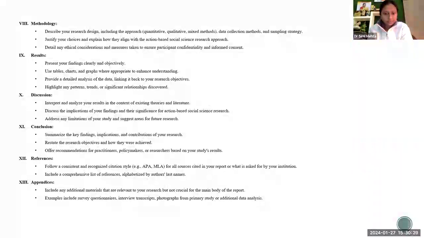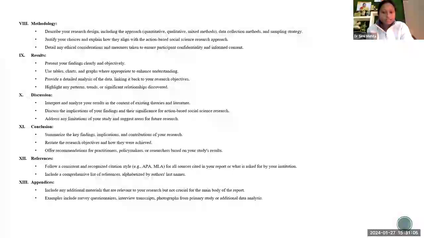Then after presenting the results in an objective form, you need to engage in a discussion, which will be quite theoretical. You have to interpret and analyze the results in the context of existing theories and literature. You need to discuss the implications of your findings and their significance to wider social science research. You need to address any limitations, as I mentioned before, that these were the limitations of your study, and that future research may be undertaken in those areas as well.